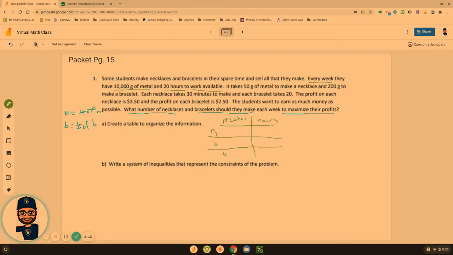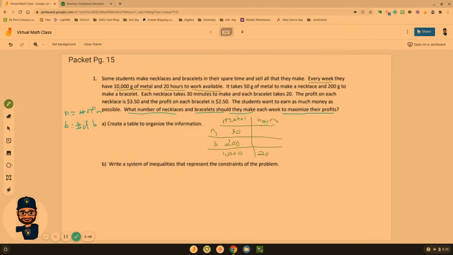So metal, we said 10,000. Hours worked, 20 for the entire week. So if we then use the rest of the information, we can fill in the rest of our chart. Metal takes 50 grams of metal for a necklace, so let's fill in the 50, and 200 grams for a bracelet. Whoops, bracelet down here. 200 grams for a bracelet.